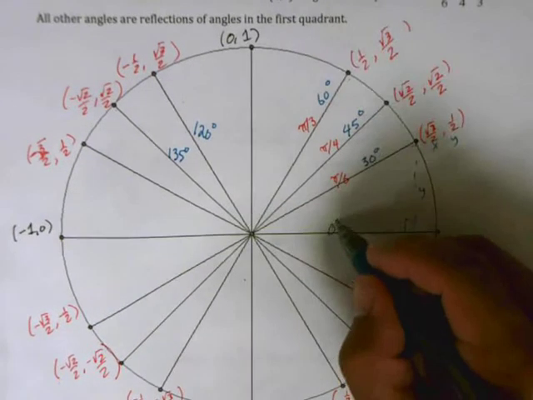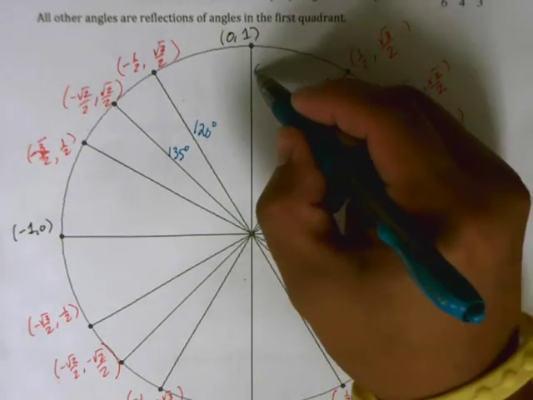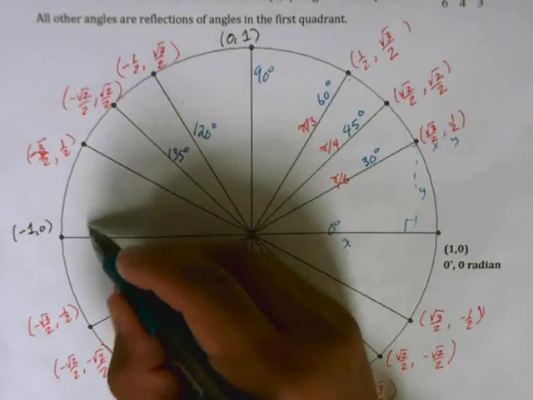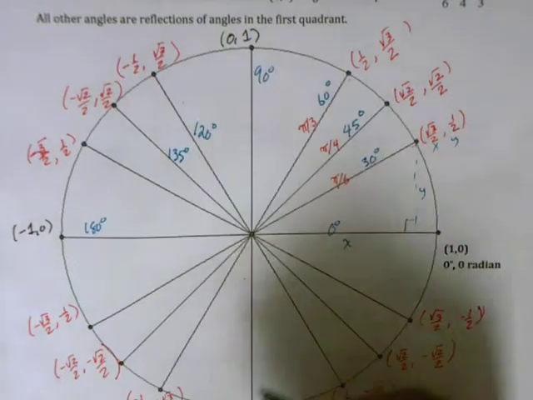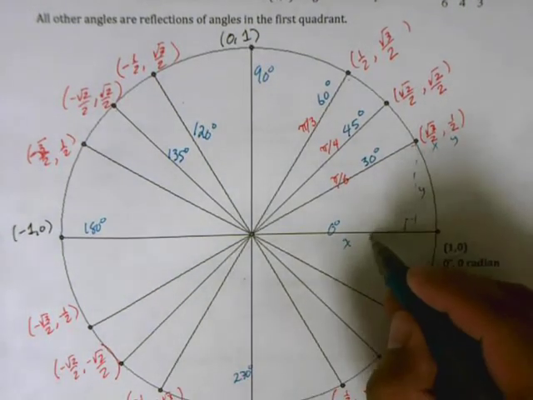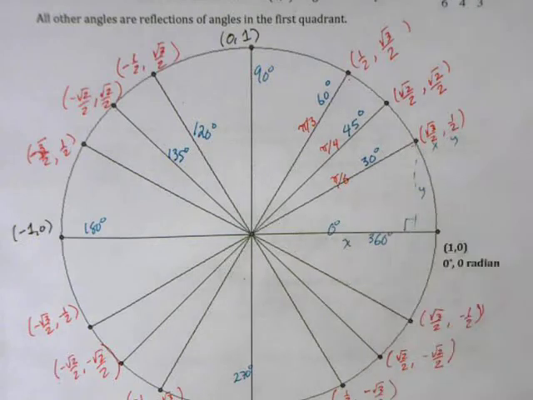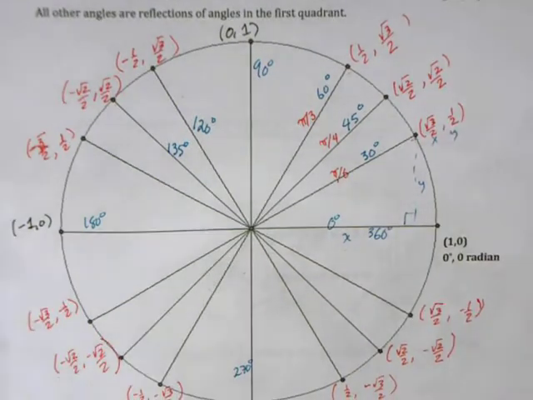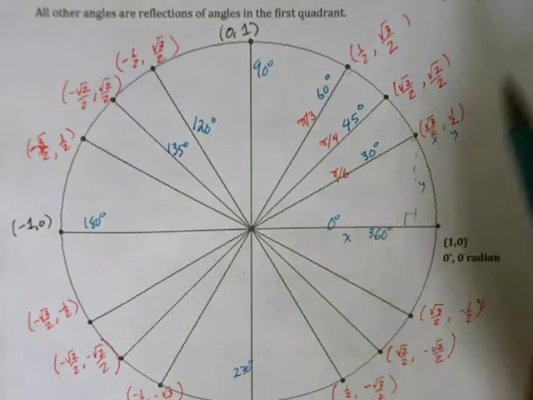This is 0 degrees. Up here is 90 degrees. Over here is 180 degrees. And down here is 270 degrees. And if I want to, I can also say that this is 360 degrees. Okay. So now back to our picture.